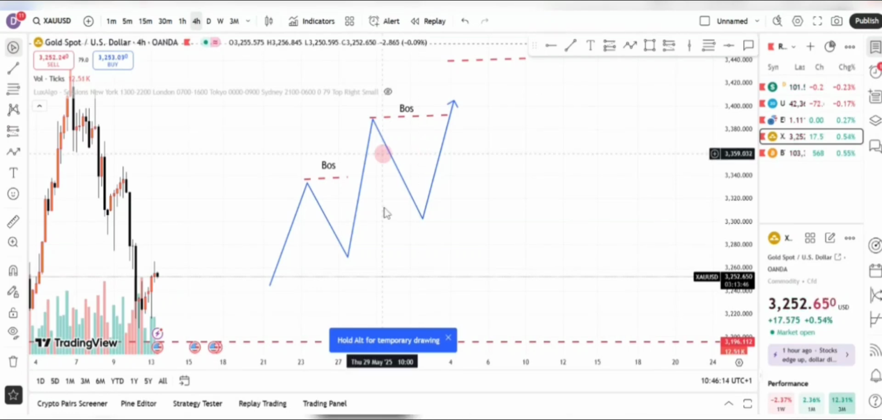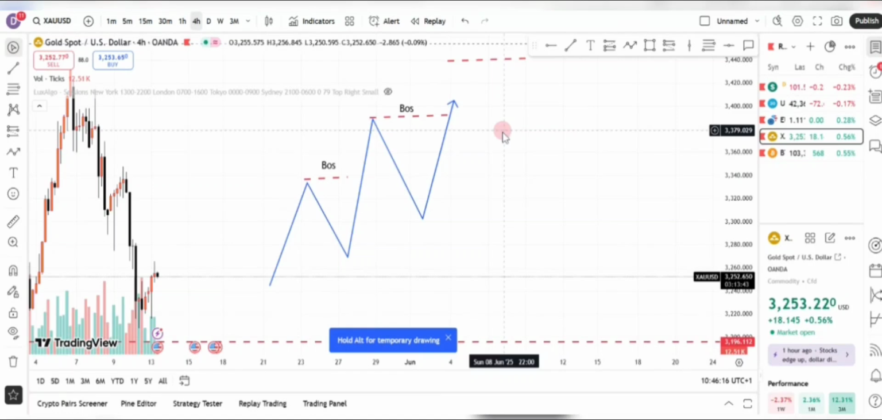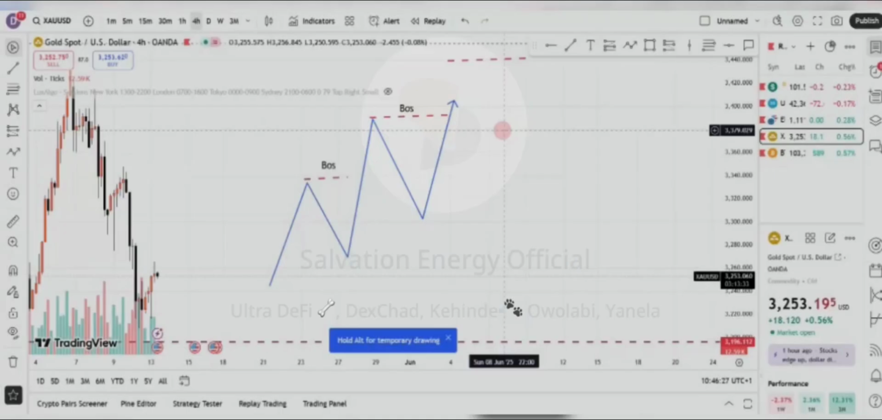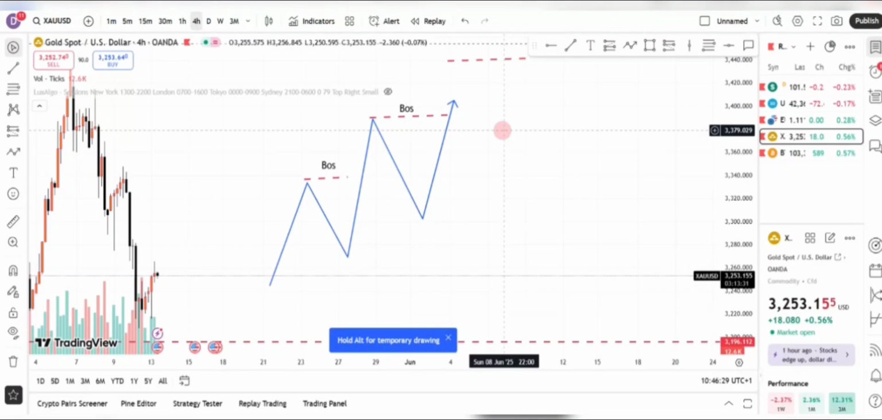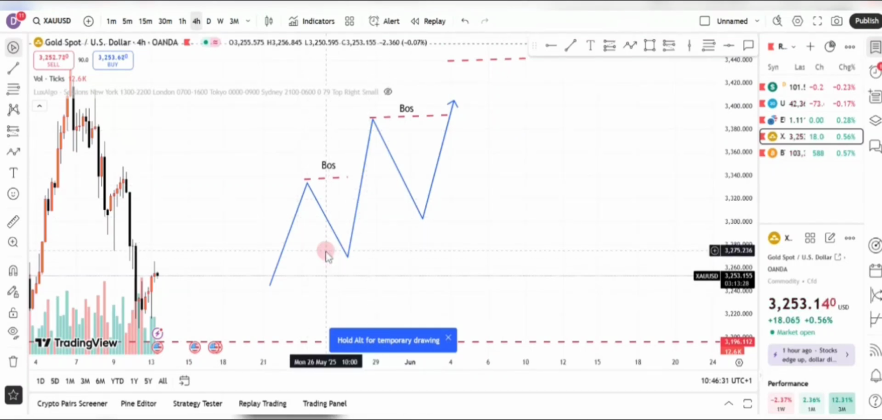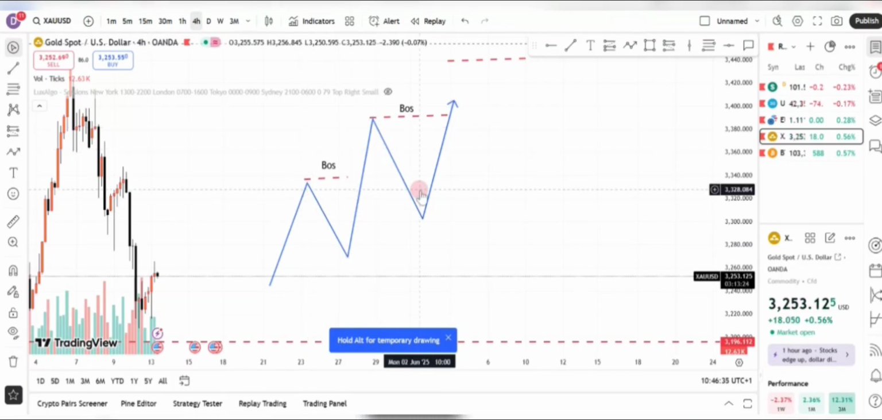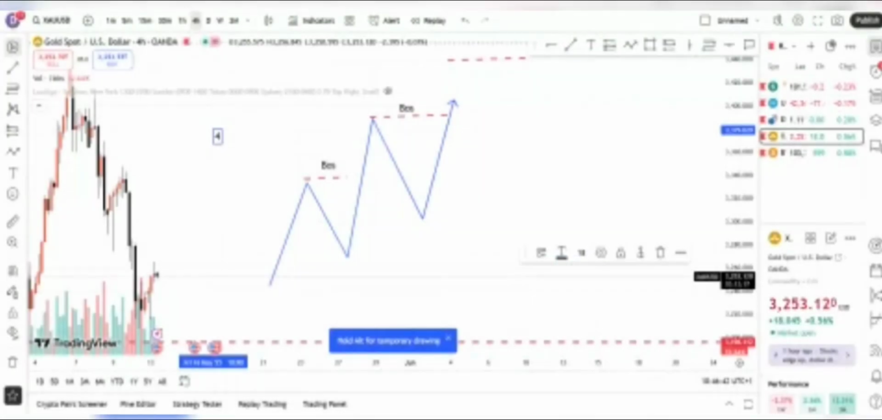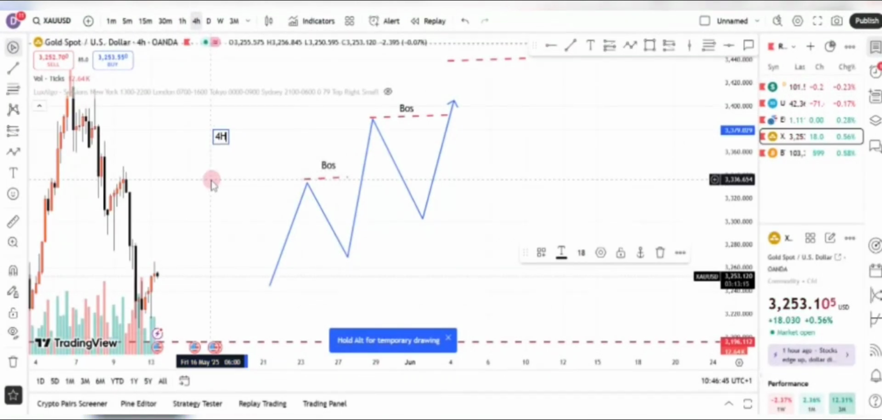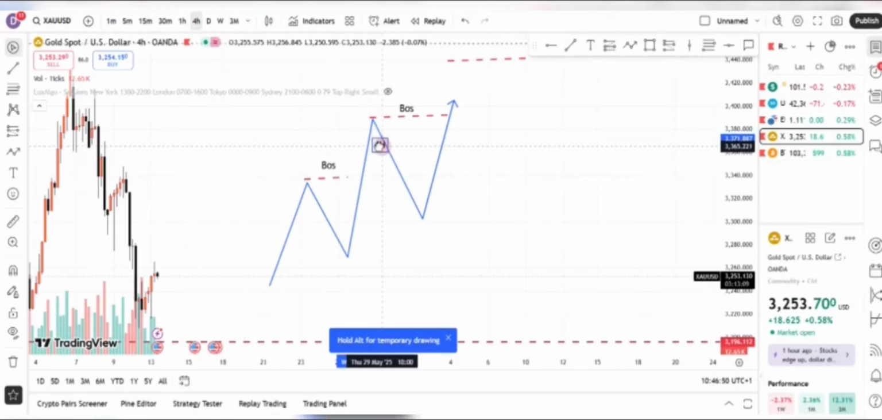So this is like a major structure. Now understand that structures vary, right? Structures vary in terms of higher time frame structure, lower time frame structure, miniature structures and those kind of structures, right? So let's agree that this is a very big structure. It's a 4 hours time frame. If this is a 4 hours time frame, the whole of this is a 4 hours time frame.